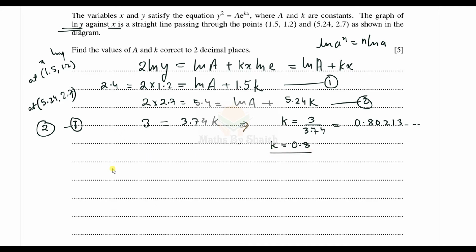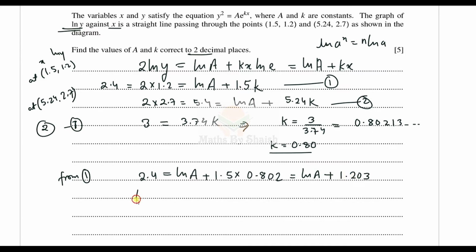And now correct to 2 decimal places, so it would be 0.80, because it says that it is to be written till 2 decimal places. So from equation 1 we can write it as 2.4 is equal to ln a plus 1.5 times k. We will not take this value as k because it is corrected to 2 dp, so we will take it to 3 significant figures, that is 0.802, and which can be written as ln a plus 1.203.